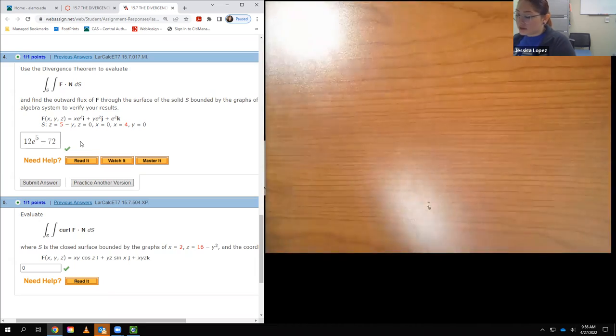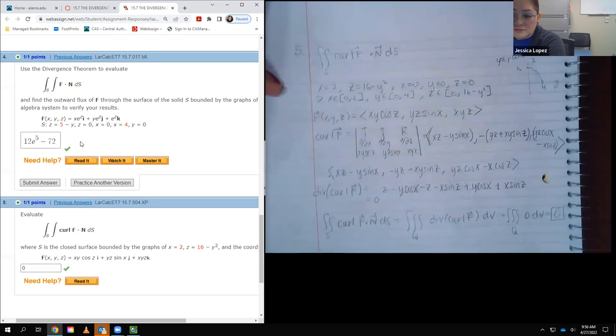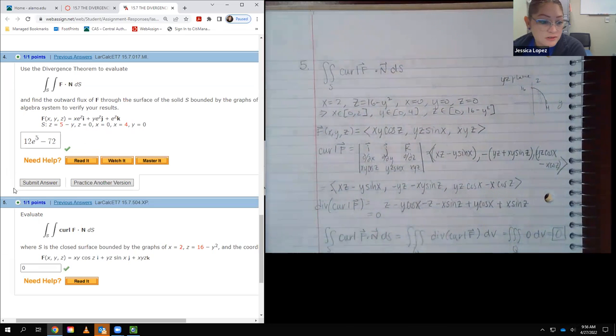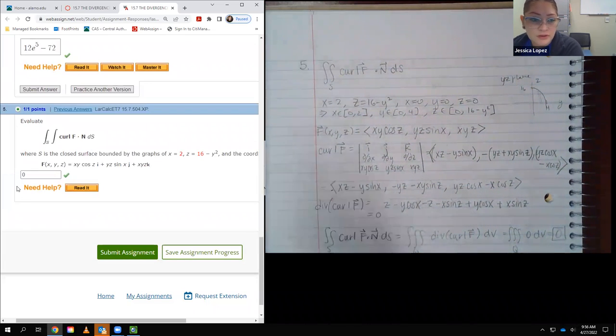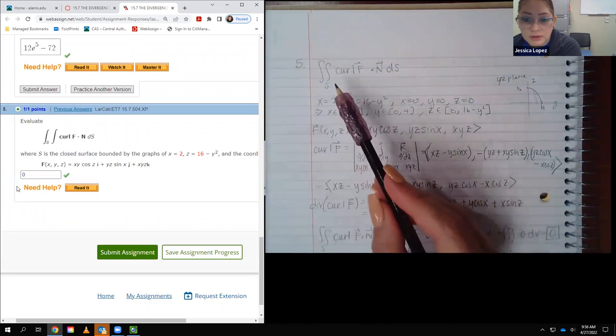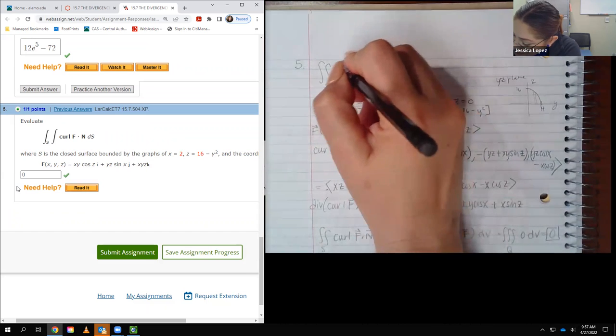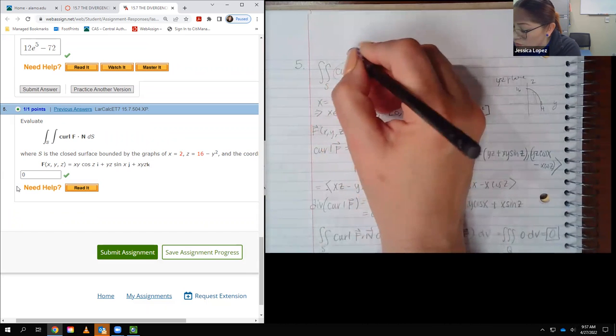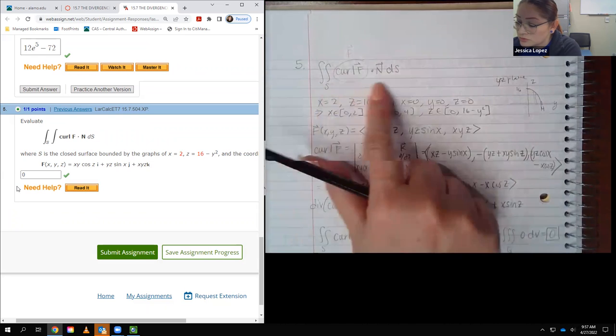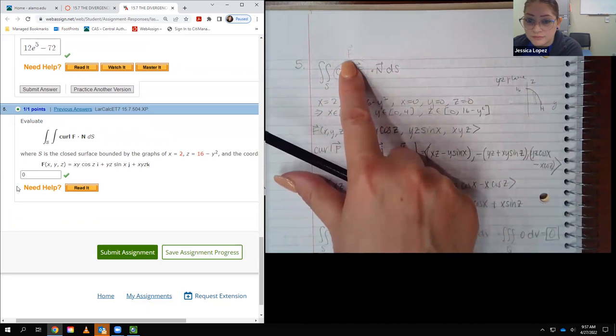So now let's look at number 5, our final problem in this section. Again, another 0. Okay, so they want me to evaluate this. So in order for me to evaluate that, I did go ahead and use the same thing. So basically this takes the place of the original F, because in this original double integral, it was always F, okay?